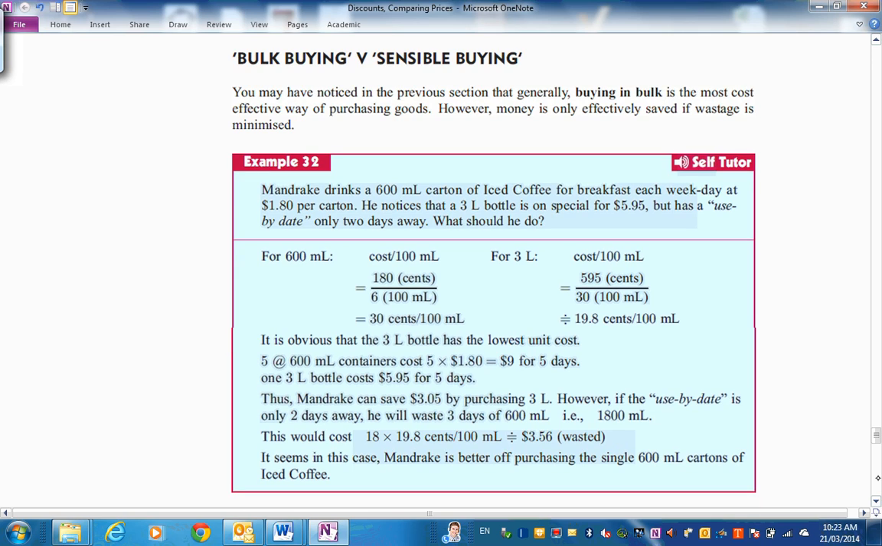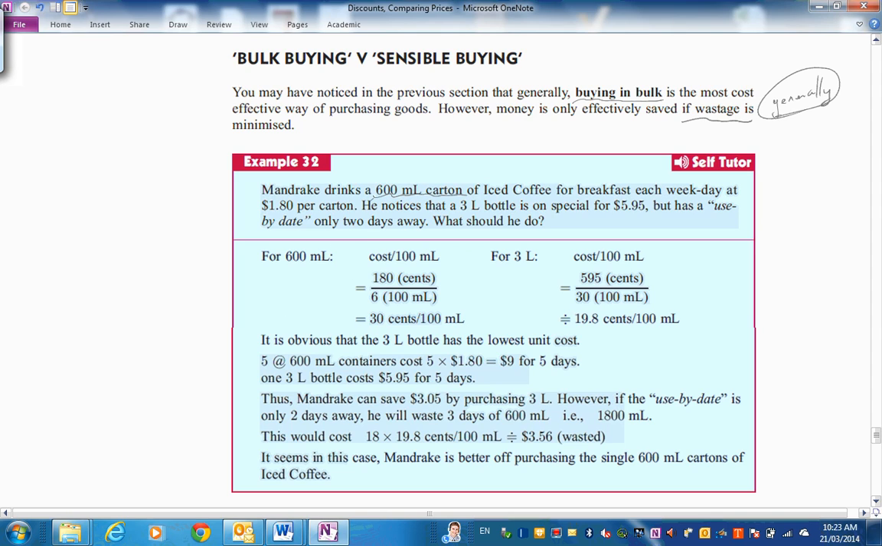More about bulk buying. Okay, buying in bulk is the most cost-effective way of purchasing goods, generally. Watch out though. Some of the others might be on special, and buying big amounts may not be cheaper. But you don't want to have wastage either. So what if the due date is exceeded before you have finished it all?